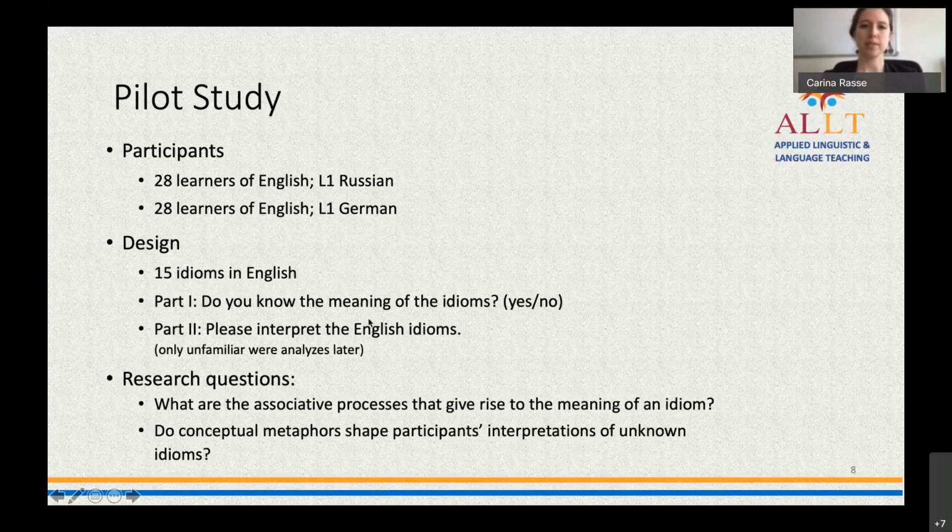In the second part of the study, the participants were shown the same idioms again, and here they were asked to interpret the idiomatic expressions. So they were encouraged to be as detailed as possible, even if they do not know the meaning of the idiom. And later on, I only considered the unfamiliar ones, so only if a person said, no, I don't know the idiom, then I looked at the interpretation and I wanted to find out what are the associative processes that give rise to the interpretation. And my focus was on whether we can see any instances of conceptual metaphors which have possibly shaped the meaning interpretation of an unknown idiomatic expression.